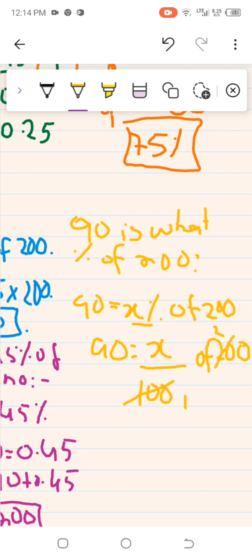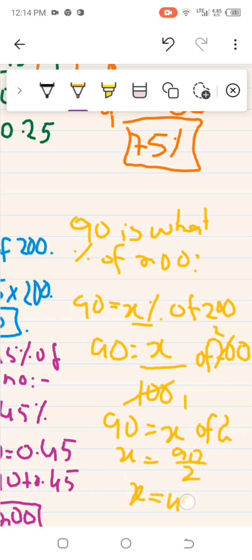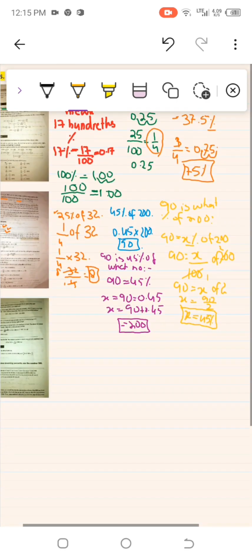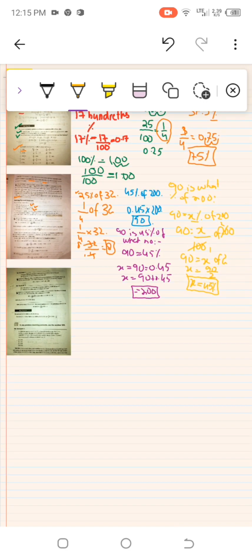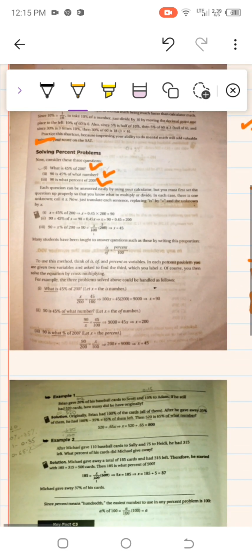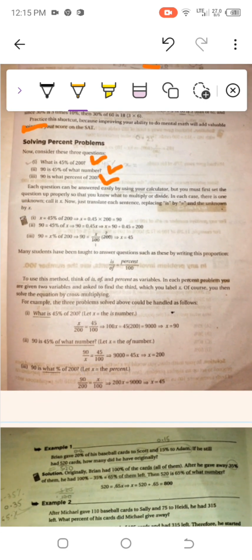So we're going to multiply, as you can see, 90 is equal to x over 2. So x is equal to 90 divided by 2. You will get your answer, that will be 45. I hope this is clear to you guys. We have 45%. Fine. So this is how we have solved questions of these types. Now we are moving towards other questions. What is 45% of 200? If the method is done here, you can see we have got 90 as the answer.